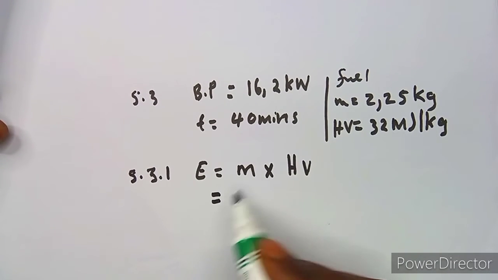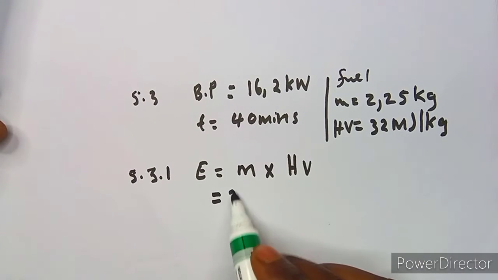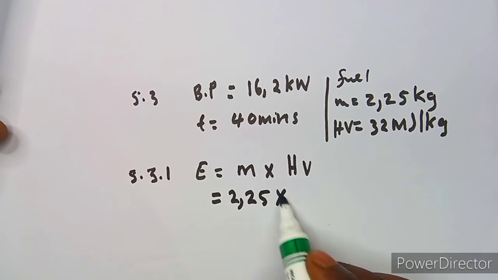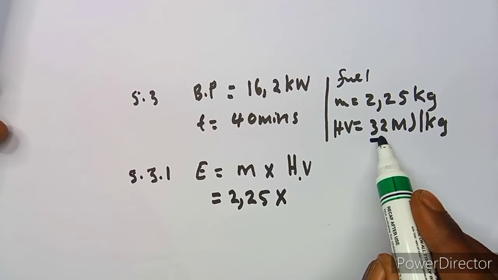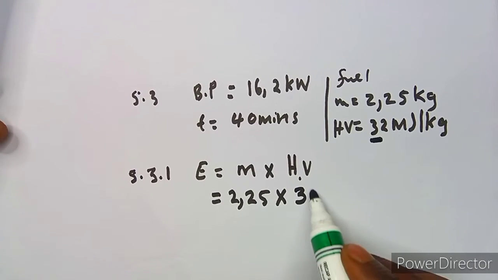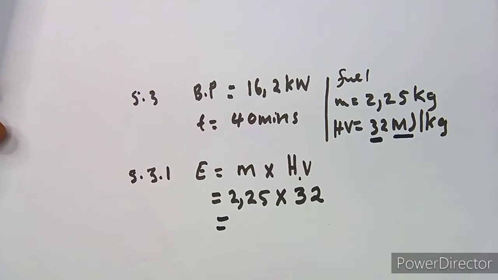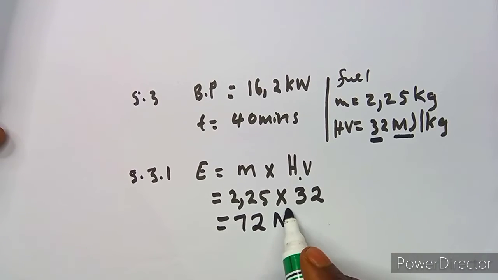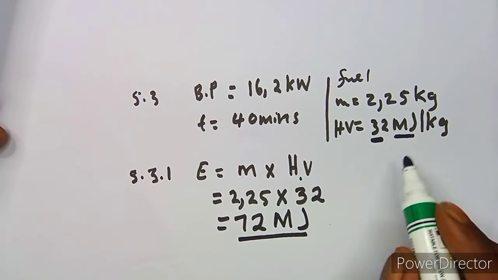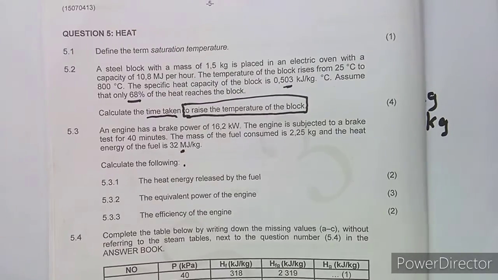All right, so let's substitute the mass that we are given of the fuel. Take notice about the fuel here. So it's 2.25 multiplied by the heat value, which is the one that we are given as the heat energy, which is 32 mega. Take note, it's megajoules. So if you multiply properly, you're going to obtain 72, which is in megajoules, because you used megajoules. So that is your energy there.